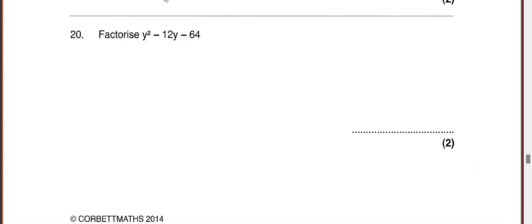Look at question 20. What do you notice is different about this one compared to other ones? It has y's. What difference do you think y makes? No difference. Okay, so that's good. Let's just do this one together.